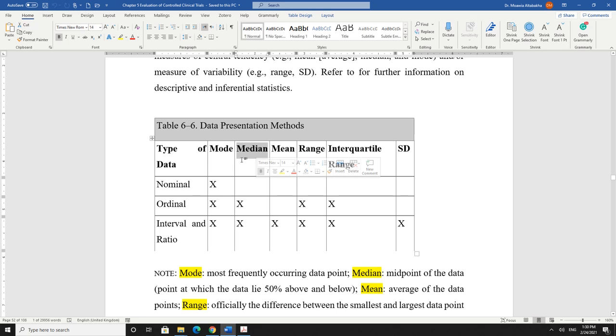Median is the midpoint of the data. There will be 50% of the data above it, and 50% of the data below it. For example, if I say the median is 65 years, of course I'm talking about the age, it means half of my subjects will have age more than 65 and half of them will have age less than 65.